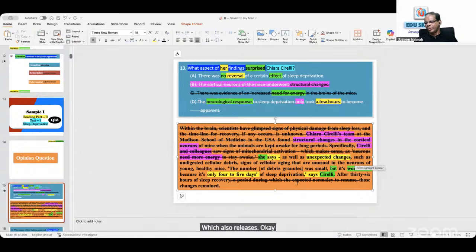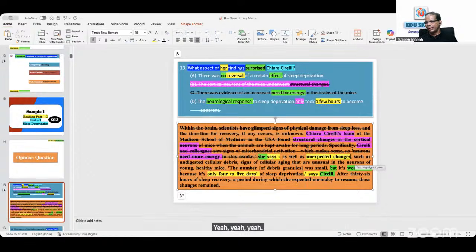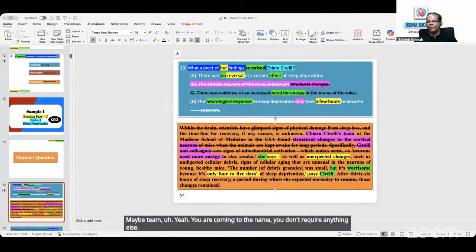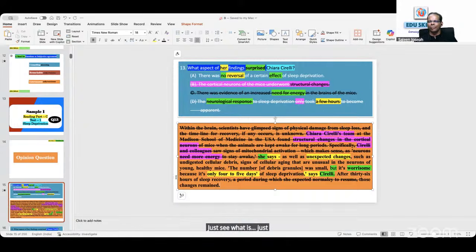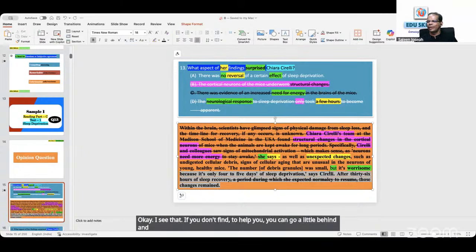But then you need not go there, because I said immediately you'll be going to the name. It's clear. You don't require anything else. Just see what is just before or after the name. If you don't find it, to help you, you can go a little behind and see worrisome there, the contrast word there. Then you know the answer is after that.